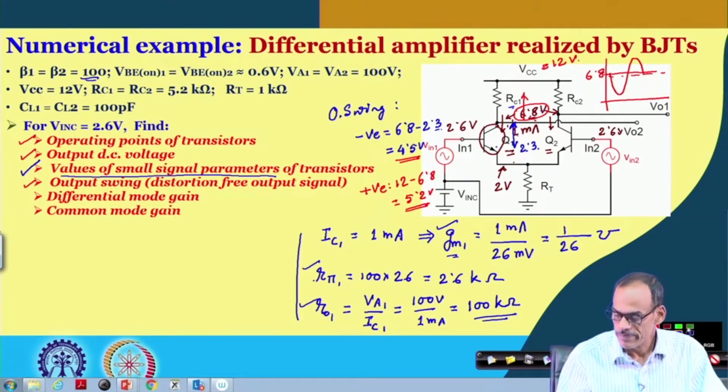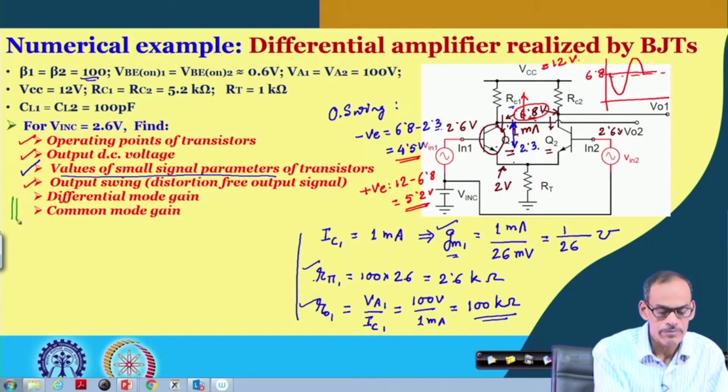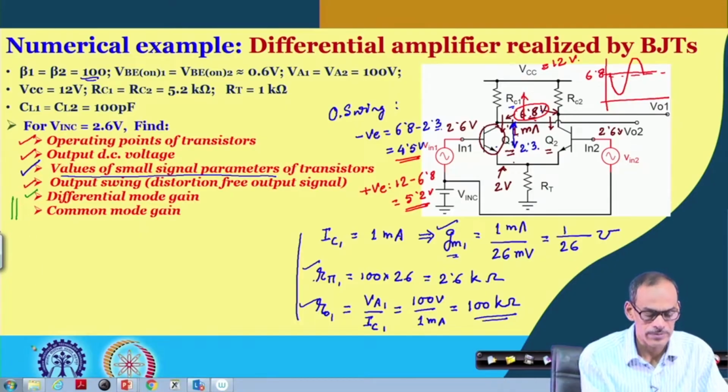Next, we need to find the small signal gain, namely the differential mode gain and the common mode gain. So, the differential mode gain Ad equals gm into Rc. Rc is 5.2 kilo ohm and gm is equal to 1 by 26, into 10 to the power 3. So, that is equal to 200.